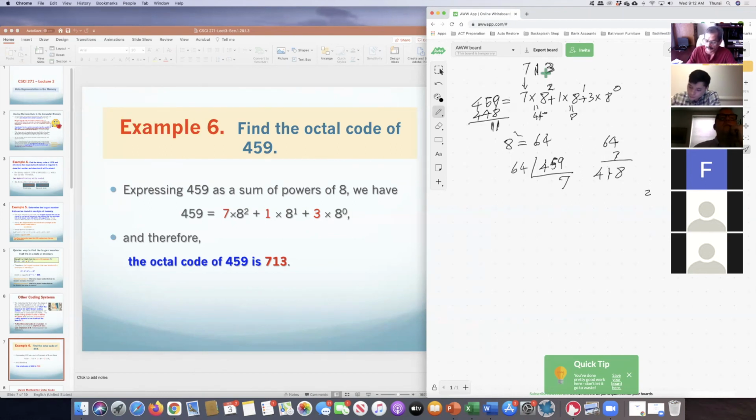Now, can we use the shortcut method? Yes. So let me show you that. To find the octal code of 459, you have to divide by 8. So 8 is the base now. Divide by 8 repeatedly. 8 goes into 459 7 times, but 7 times 8 is 448.